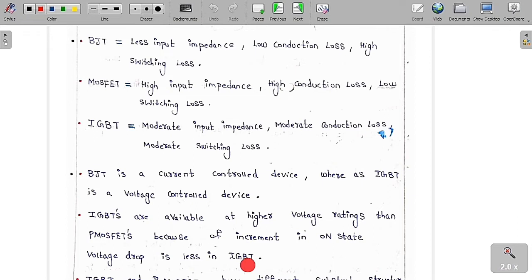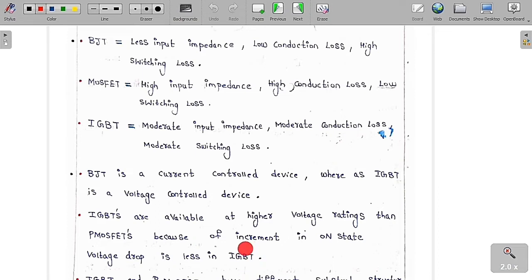IGBTs are available at higher voltage ratings than power MOSFETs because the increment in on-state voltage drop is less than in MOSFET. See, I've already told you, it is going to have both the good characteristics of BJT and MOSFET. So IGBTs are going to be available at higher voltage ratings when compared to power MOSFETs. Means the voltage drop is very much lesser in IGBT. So because of that only, we are going to use it at higher voltage ratings.